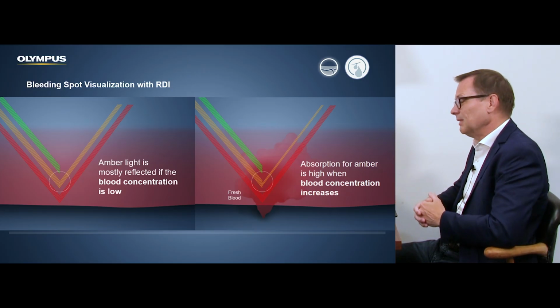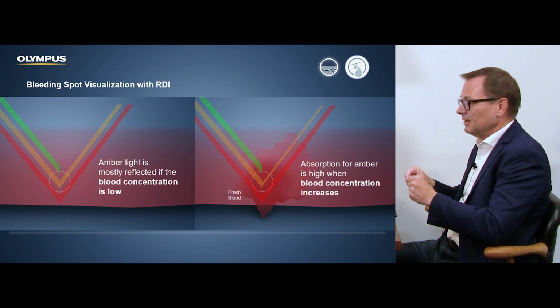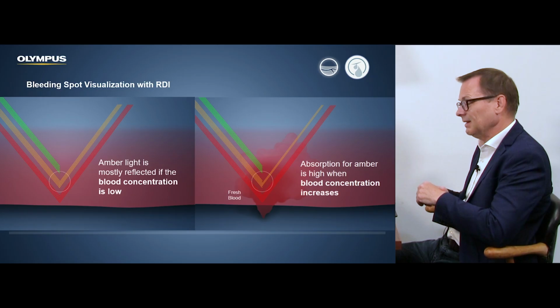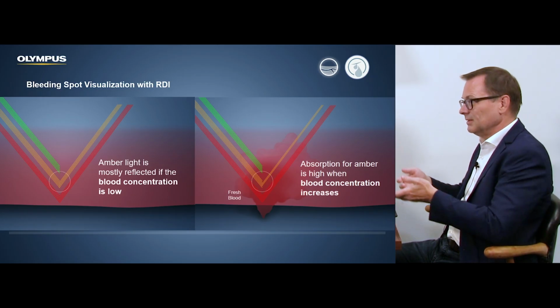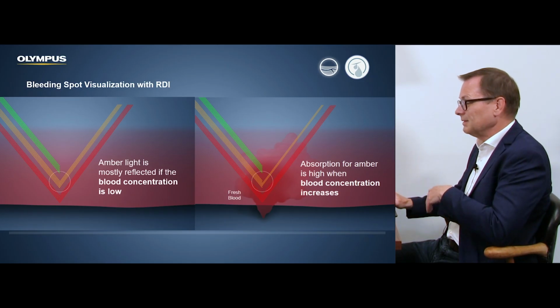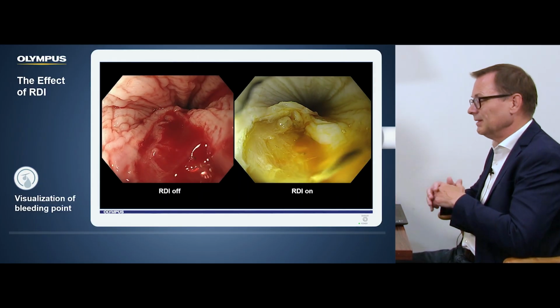And you can imagine with exactly the same technology, if you're looking at a bleeding spot, right where the bleeding site is, we have very fresh blood, so the concentration of hemoglobin is very high. The blood which is already surrounding it has a lower concentration of hemoglobin, and therefore the absorption of the amber is also less than right where the bleeding spot is. So we hope that it makes it easier for the endoscopist to find the bleeding spot.